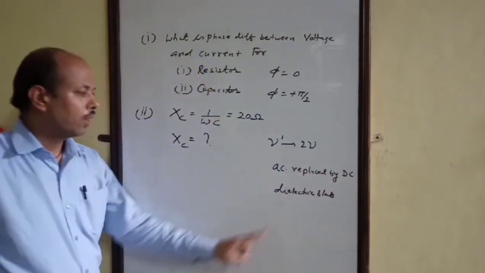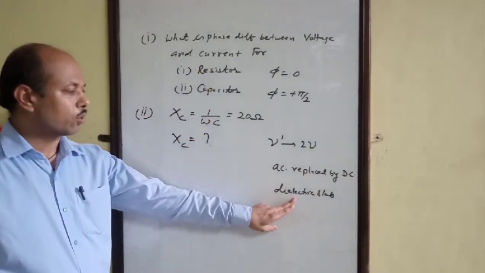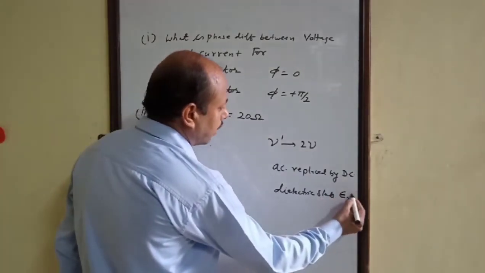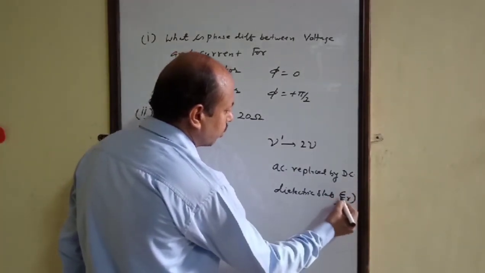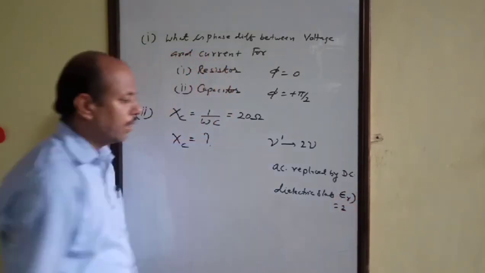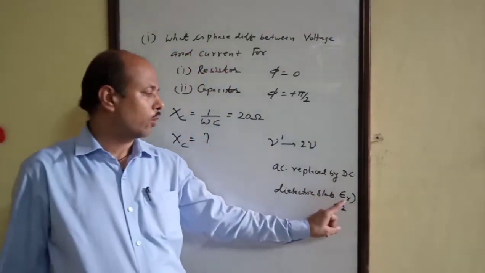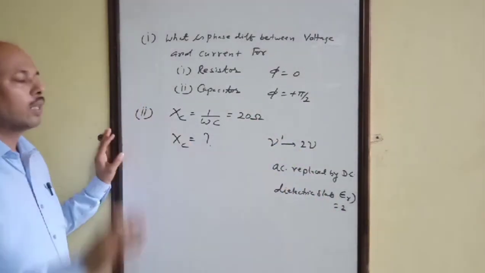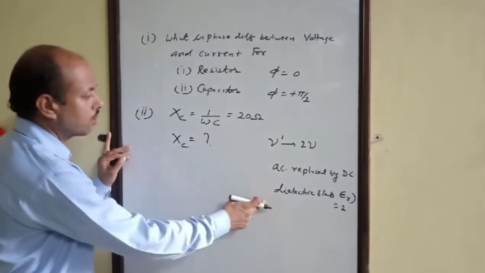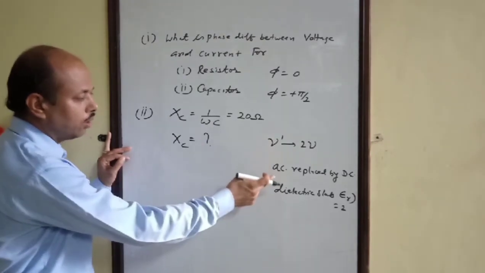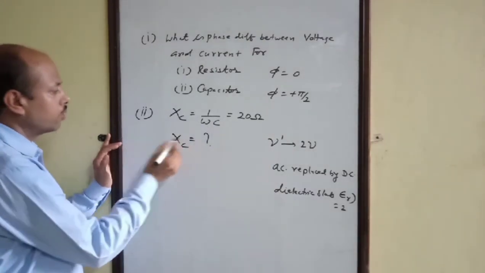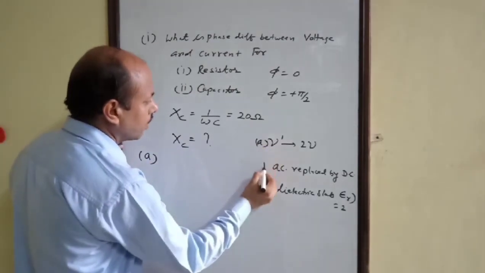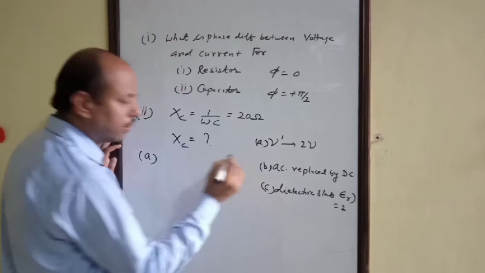third, a dielectric slab, that we have discussed in the electrostatics chapter, of dielectric constant epsilon r equals 2, is introduced between the plates. So these are the 3 questions. First question, second question, third question. I am solving them serially. So this is part A, this is part B, and this is part C.